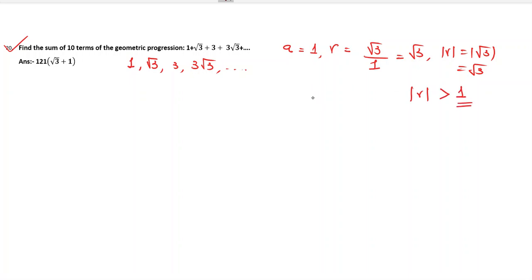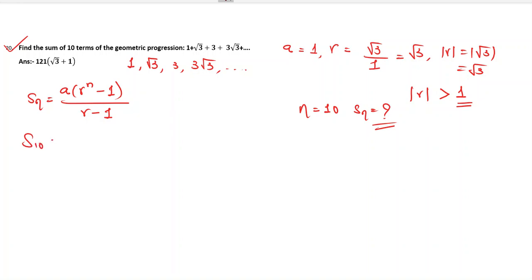What do you have to find? You have to find the sum of 10 terms. N is equal to 10, and the sum of 10 terms you have to find. So you will use the formula of the sum of n terms, which is equal to a bracket r raised to n minus 1 upon r minus 1.